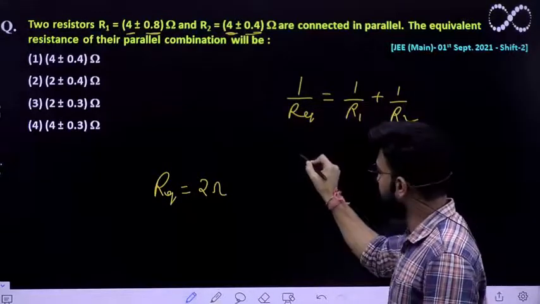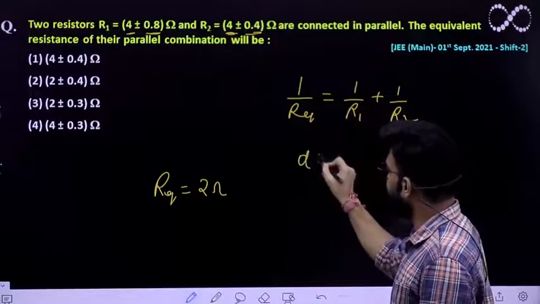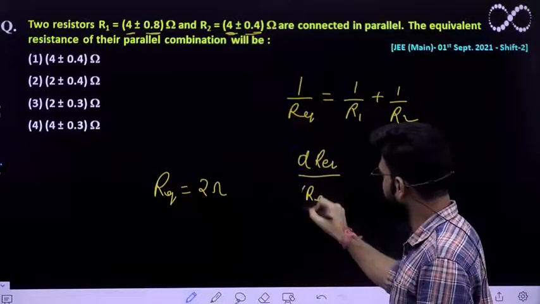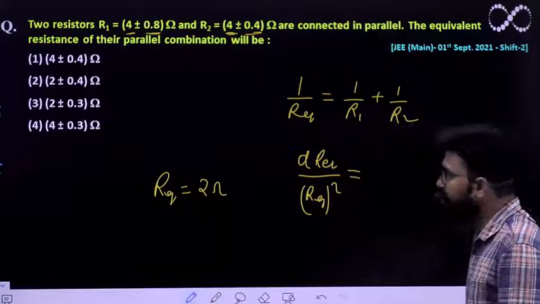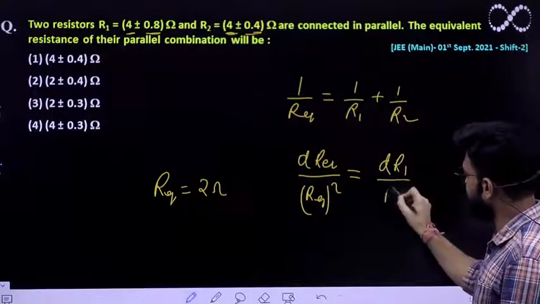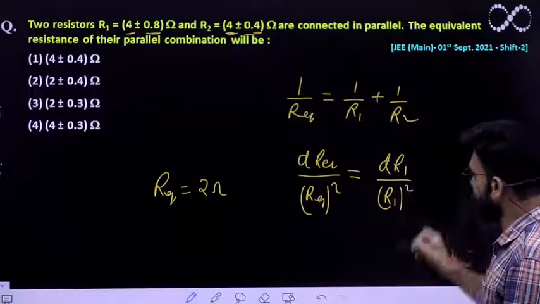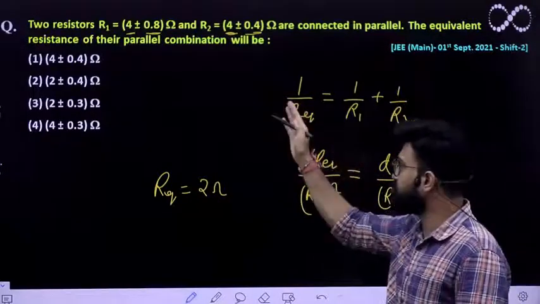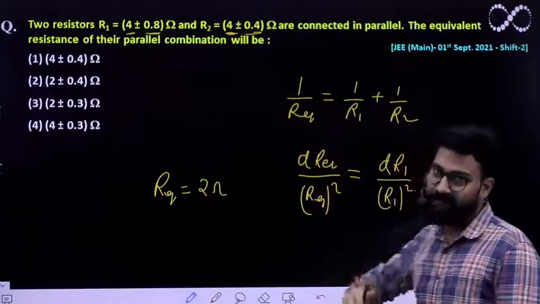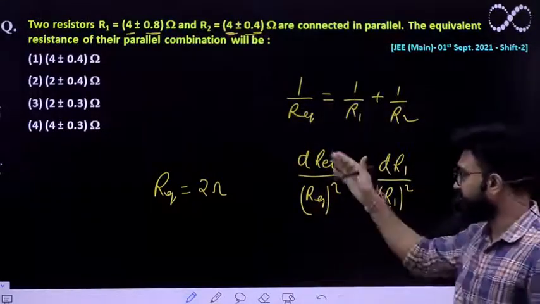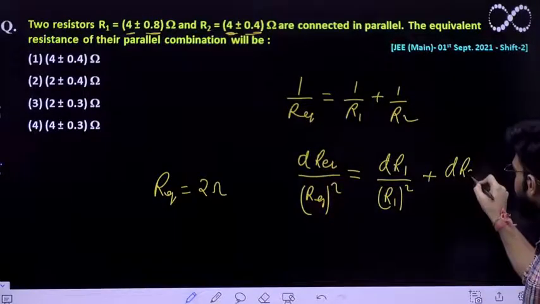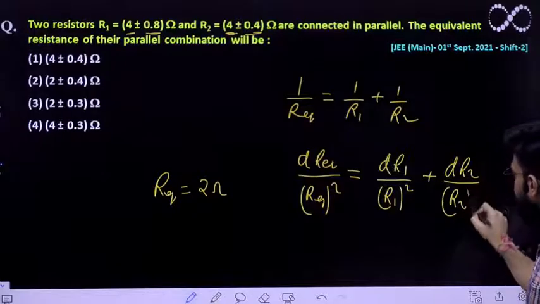Differentiating these with respect to any arbitrary value along these two, what you'll finally get is that dR equivalent divided by R equivalent whole square must be equal to dR1 divided by R1 whole square, because you have to differentiate the LHS and RHS with respect to any arbitrary value, and that arbitrary value will cancel out and eventually you will get this expression. So plus dR2 divided by R2 whole square.